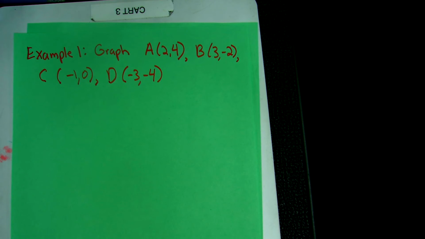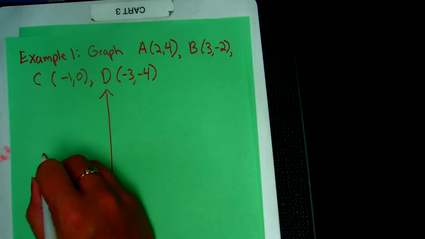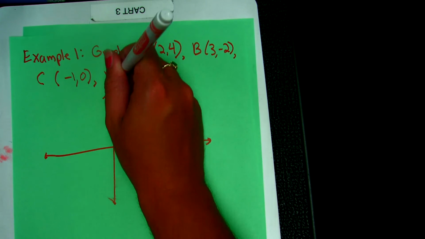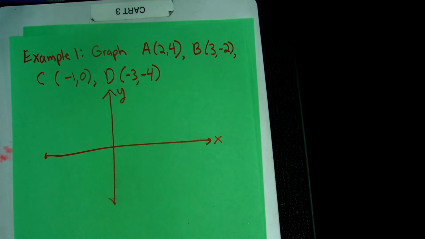Okay, so step 1, we need to draw a Cartesian plane and we need to label it. So here's our plane. Here's our y-axis because it goes up and down, it's vertical, and here's our x-axis. Okay, so we've drawn it and we labeled it.